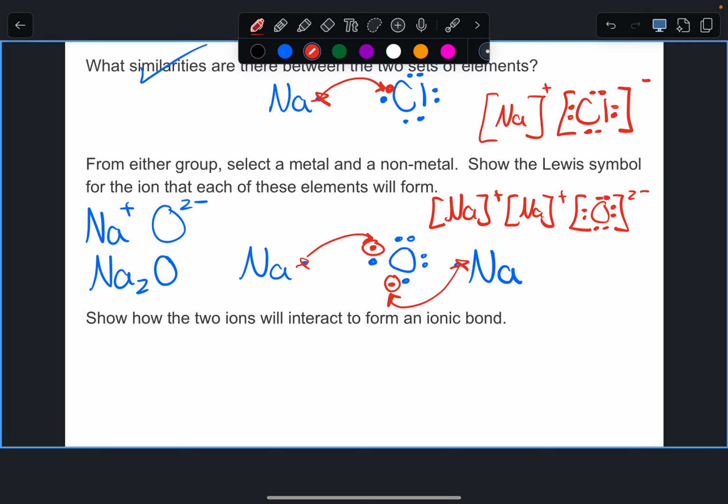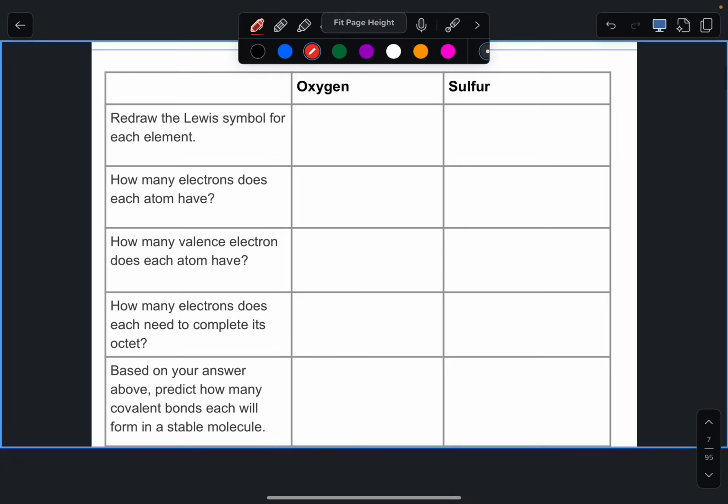Okay. All right. I want you to do these ones, you'll be able to do that pretty easily. And then at least take a minute and think about if you know the answer to that one, for oxygen and sulfur.